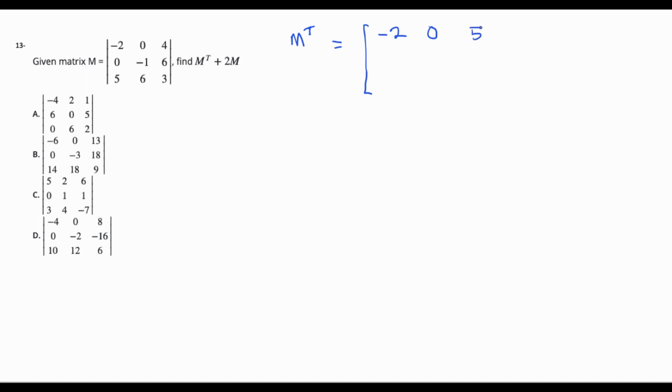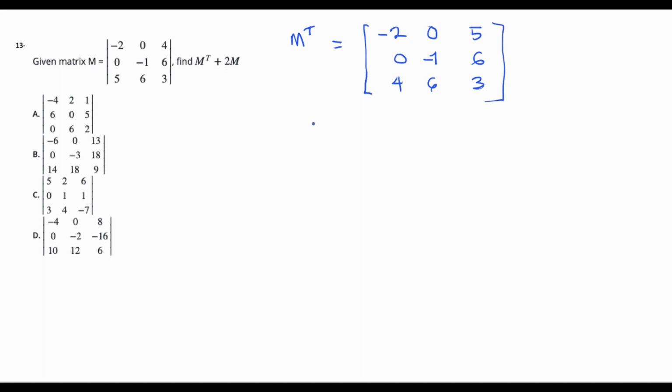So the columns become the rows and the rows become the columns. So we start again from 0, minus 1 and 6. That's this column become the second row here, and this third column becomes the third row here. So we have 4, 6, 3. And that's how you find the transpose of any matrix.